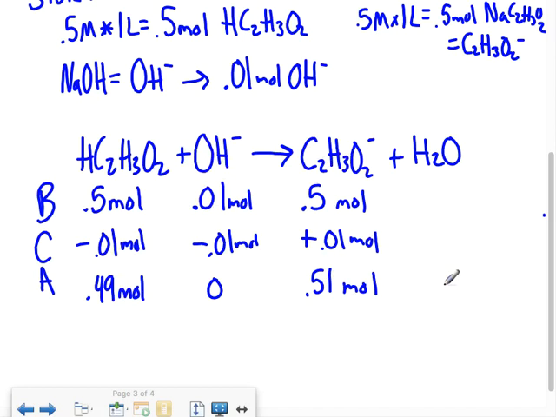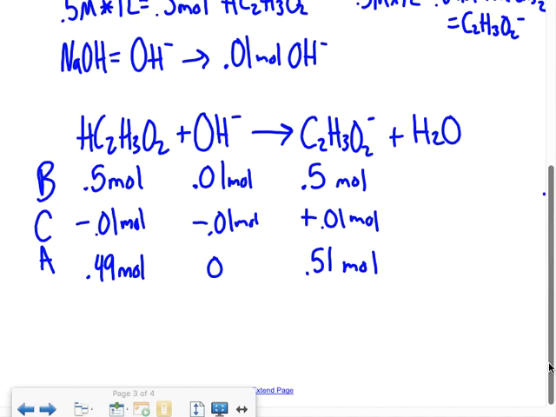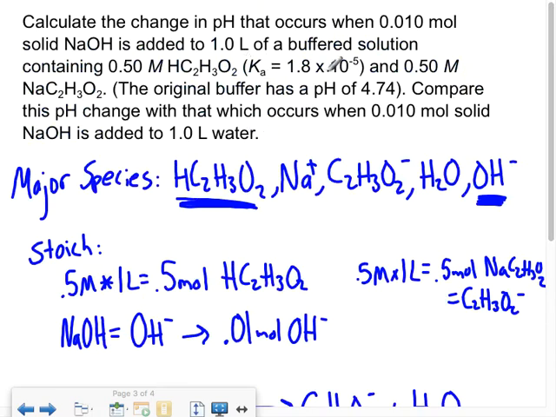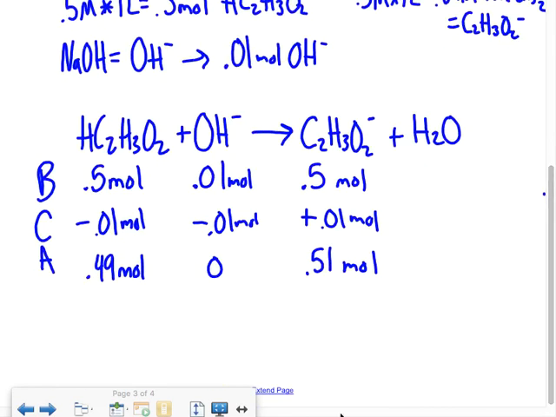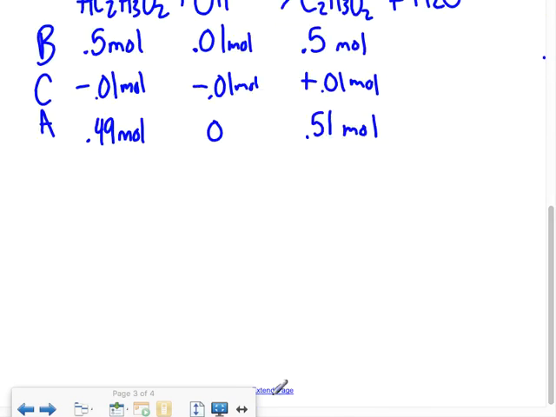Now we have an equilibrium situation because we have a solution that has 0.49 moles of an acid and 0.51 moles of a base, and we want to find the pH of that because we're trying to find the change in pH, knowing that it originally was 4.74. That was the original buffer. So we could do an ice table, but since we have a buffer, it's a lot easier to just use the Henderson-Hasselbalch equation. The pH of a buffer is equal to the pKa of the acid in the buffer plus the log of the base molarity divided by the acid molarity.